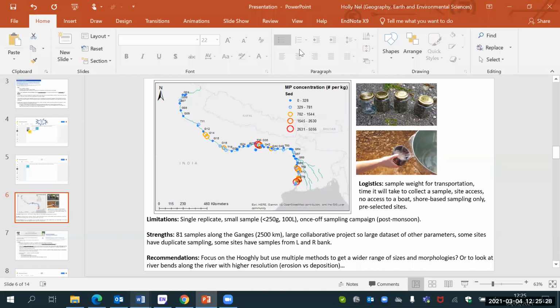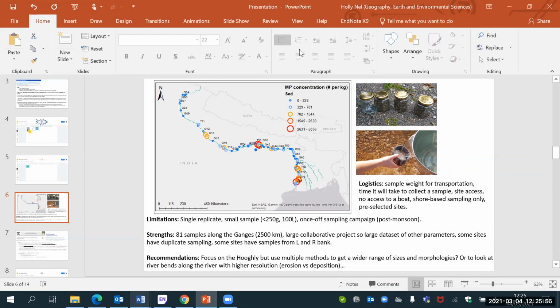And in fact, the study was not designed for microplastics. They were collecting metals, and they were trying out sensors. It's a huge project, and it's got 81 sites along the entire stretch. So that's 2,500 kilometers, and there's 81 sites. So we've got to think about the logistics.